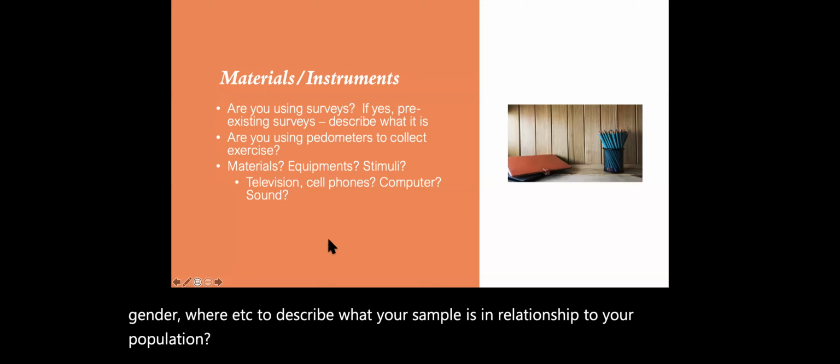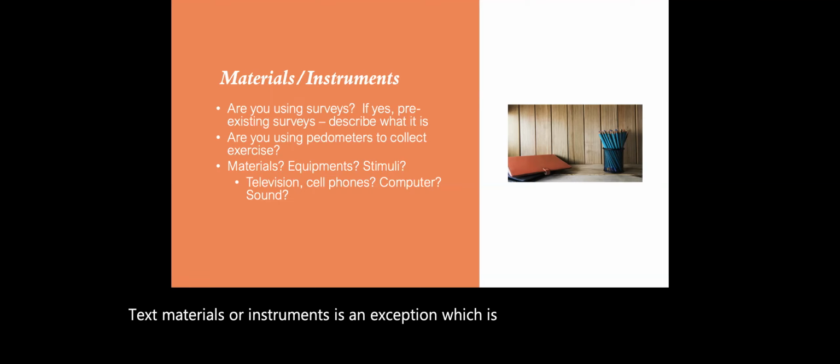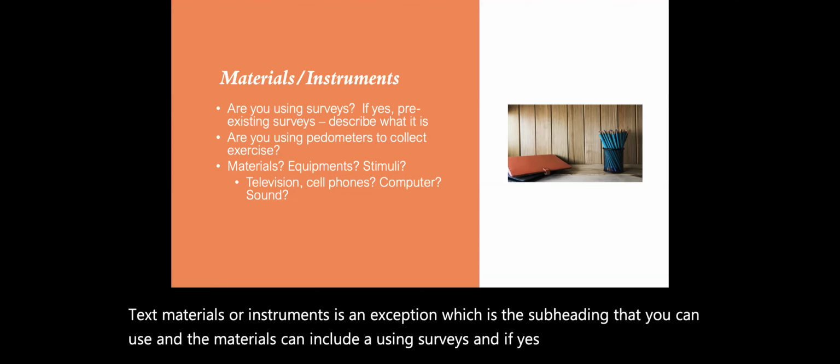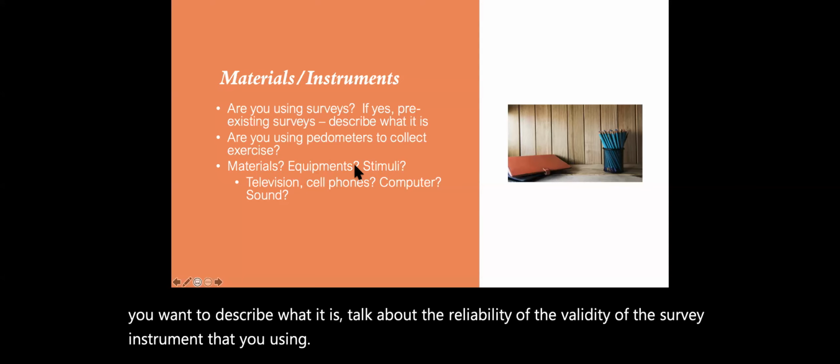Text, material, or instrument is the next section, which is the subheading that you can use. And the materials can include, are you using surveys? And if yes, pre-existing surveys, you want to describe what it is, talk about the reliability and the validity of the survey instrument that you're using, who developed it, and quote or cite the source.